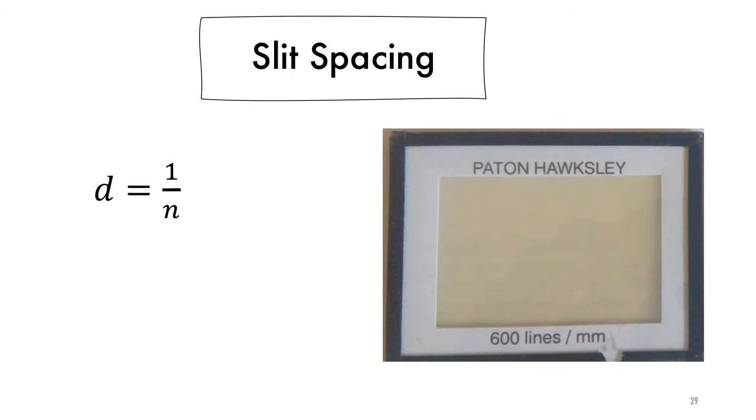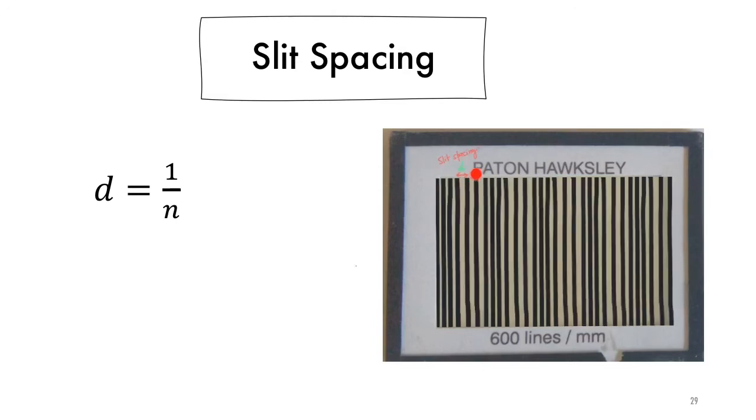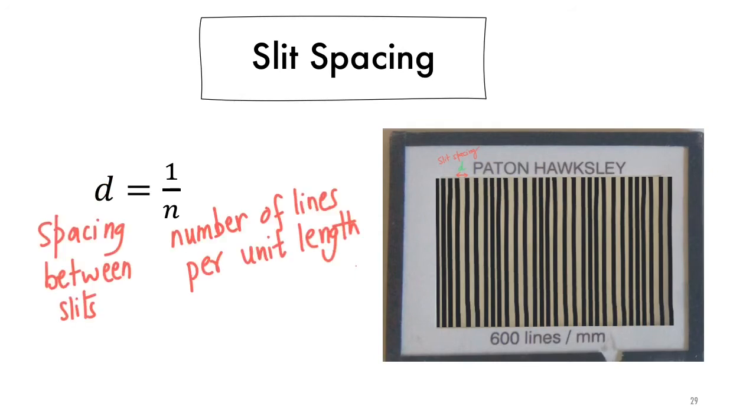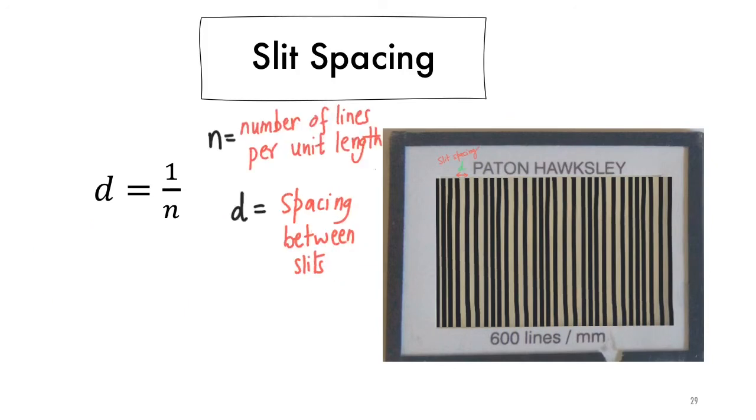Let's see how to calculate the slit spacing. In the diagram, we see a diffraction grating which has 600 lines per millimeter. And we want to find out what is the spacing between two slits in this diffraction grating. The formula for calculating the slit spacing is d equal to 1 over n, where d is the spacing between two slits and n is the number of lines per unit length. We have got 600 lines per millimeter, which is n.